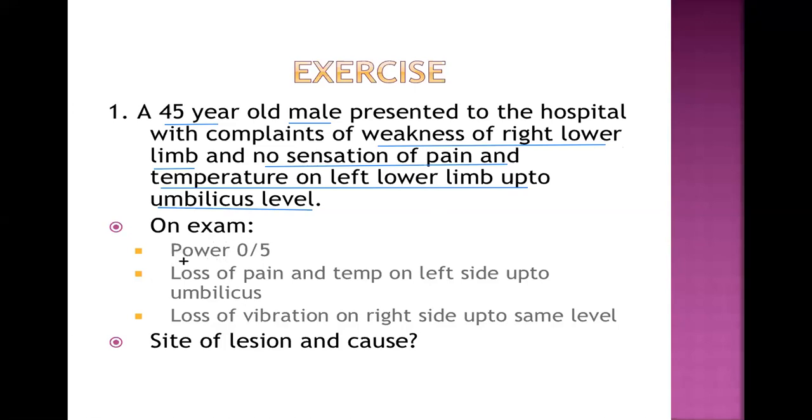Now on examination, power is 0. There is no power at all on the right lower limb, 0 power. Loss of pain and temperature on the left side up to the umbilical level, and we all know the umbilicus is supplied by T10 dermatome. There is one more physical finding also, loss of vibration on the right side up to the same level. Now where is the site of lesion and what may be the cause? Can any student answer this?